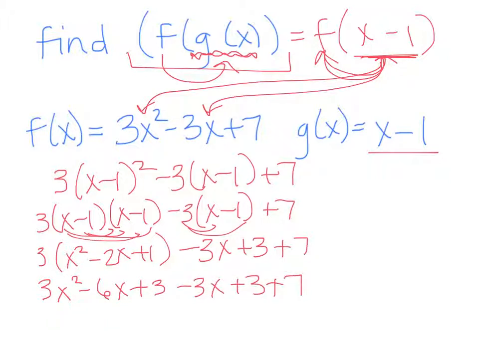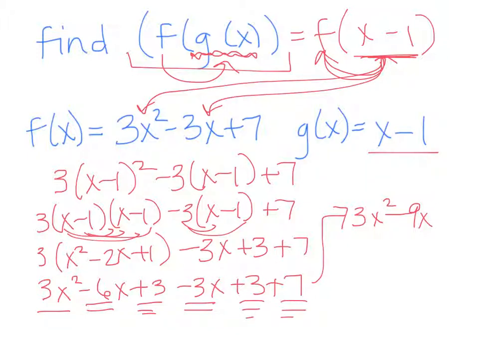And from here, it's just a matter of putting like terms together. So my x squared would come first. My x's, I've got negative 6, take away 3 more is negative 9x. And then my numbers, I've got 3 plus 3 is 6, and 6 plus 7 is 13. And that is my answer.